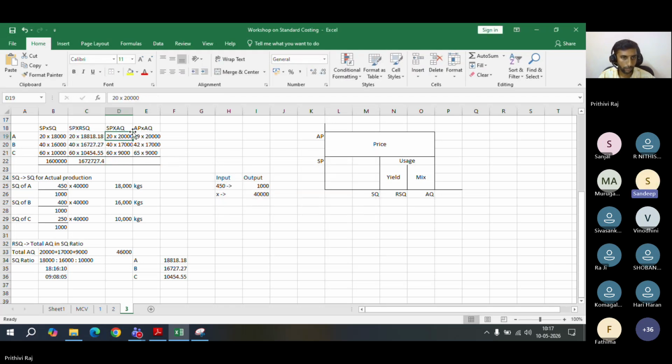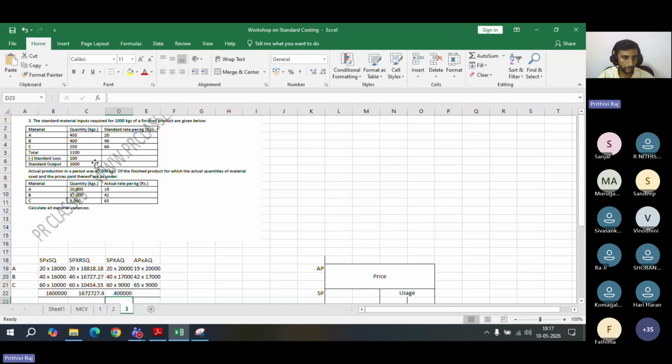Sir, is there no normal loss in the question? Normal loss we already factored inside it. So this 1,000 is including the normal loss, so we can consider the input directly. You see the table, the standard loss 100, right? I'm factoring the standard loss and taking this actual output itself. So no need to consider the standard loss. This is just to confuse yourself. No need to take it.